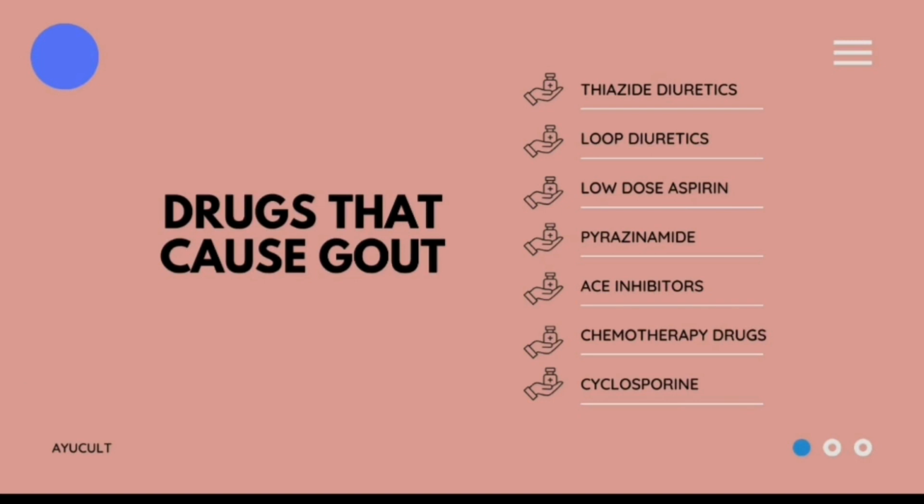Third, low-dose aspirin. This also reduces uric acid excretion. Fourth, pyrazinamide. This drug used in ATT is responsible for acute gout attacks, acute nephropathy, and urolithiasis. Fifth, ACE inhibitors. Usually, all antihypertensive drugs except losartan and CCBs may elevate uric acid levels. Sixth, chemotherapy drugs implemented in cancer treatment, for example paclitaxel and gemcitabine, are associated with hyperuricemia. And last, cyclosporin therapy for immunosuppression after organ transplant has an independent effect on increased serum uric acid levels.